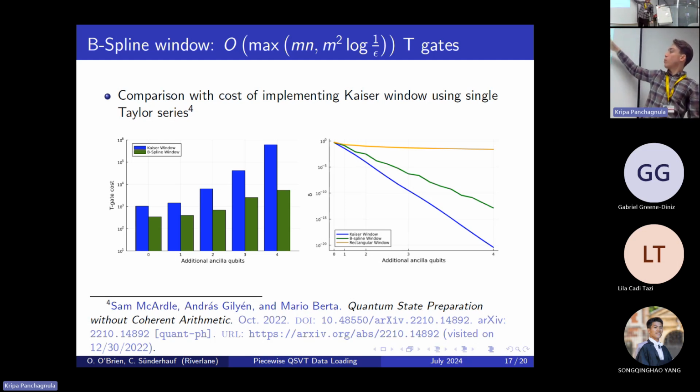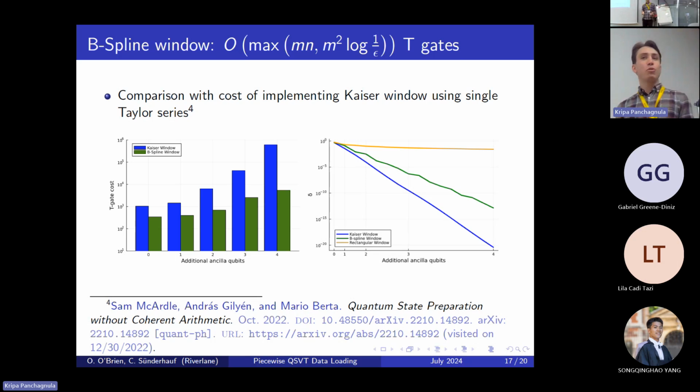Then if you use the B-spline window or the Kaiser window, you get this log scaling in number of additional ancillas you need to get the tail probability down. And as you can see here, even with just 4 additional ancillas, and the nice thing about this is these are really additional. So no matter how large my phase estimation register was before I started adding the window function, I only ever have to add this number of additional ancillas. It really isn't an additional number. And even for 4, the Kaiser window's got a tail probability of 10 to the minus 20. And the B-spline window has a tail probability of 10 to the minus like 13.